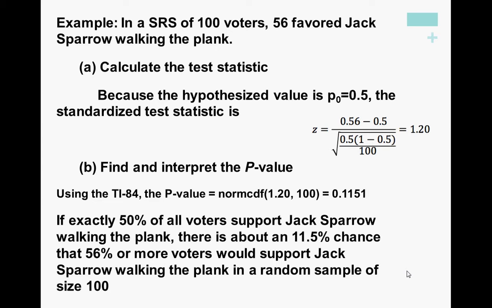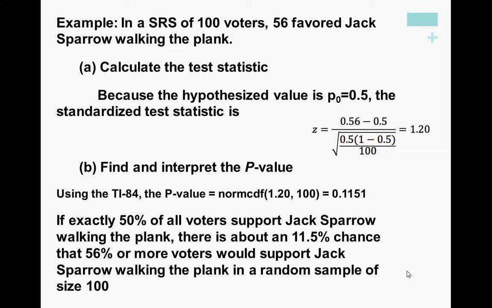0.1151. So if exactly 50% of all voters support Jack Sparrow walking the plank, there is about an 11.5% chance that 56% or more voters would support Jack Sparrow walking the plank in a random sample of size 100. So compared to our previous example, there's a little more evidence that this could still be possible. It may be that exactly 50% of all voters support Jack Sparrow, because there's a greater than 10% chance that 56% in an SRS like this would support him walking the plank.